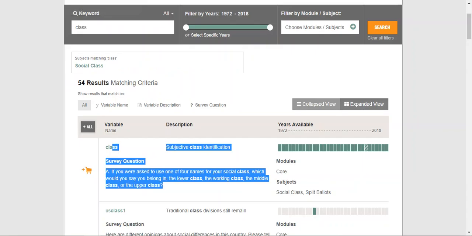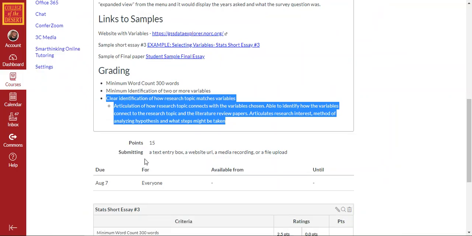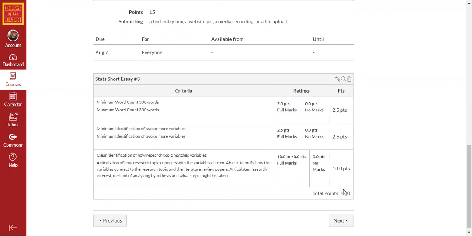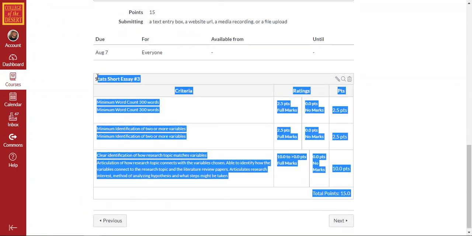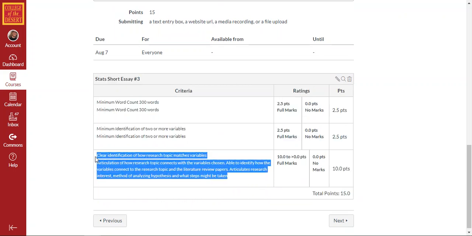Essentially, I'm open to you coming up with whatever ones you want, as long as you can make the argument for why it connects with your topic and how it explains your topic and the things you found in the articles that you read for your essay number 2. And again, the actual points and criteria are broken down down here, the bulk of the points being in this last part, being able to clearly identify how your research topic matches the variables.